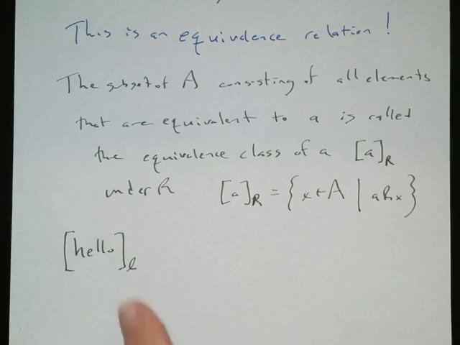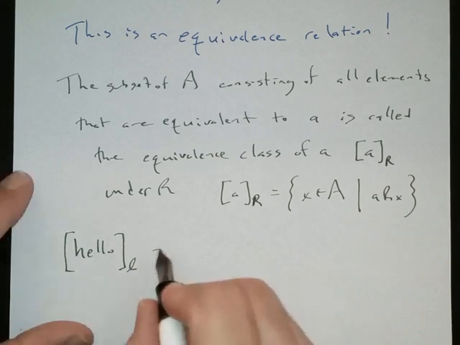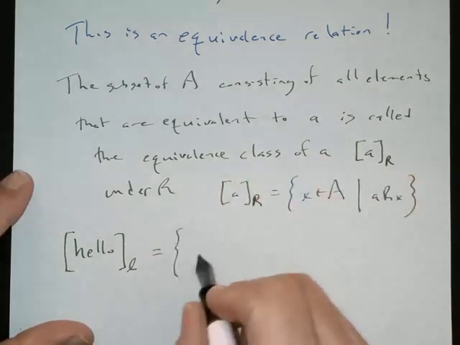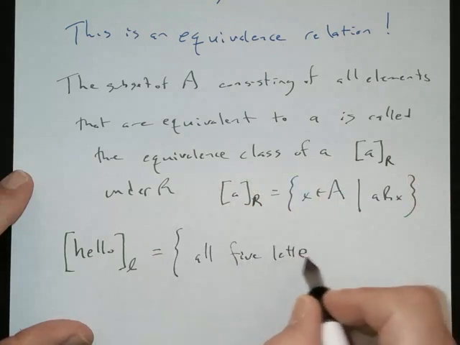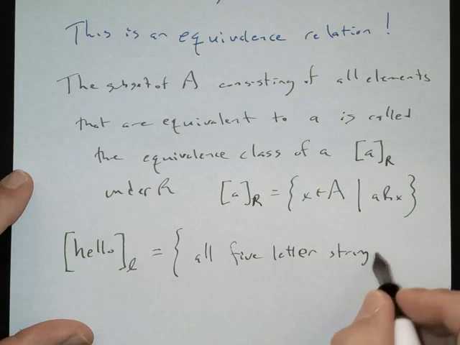My equivalence relation is length. So the set of things in the strings of English letters that are equivalent to this are any other string whose length is the same. The equivalence set, the equivalence class, is the set of all 5-letter strings.